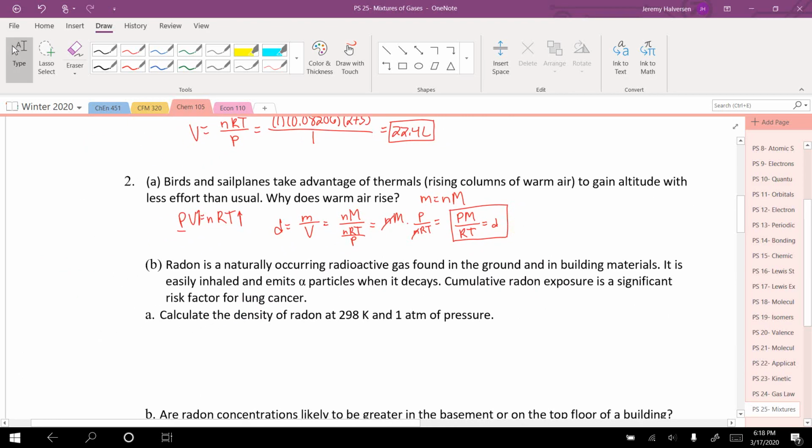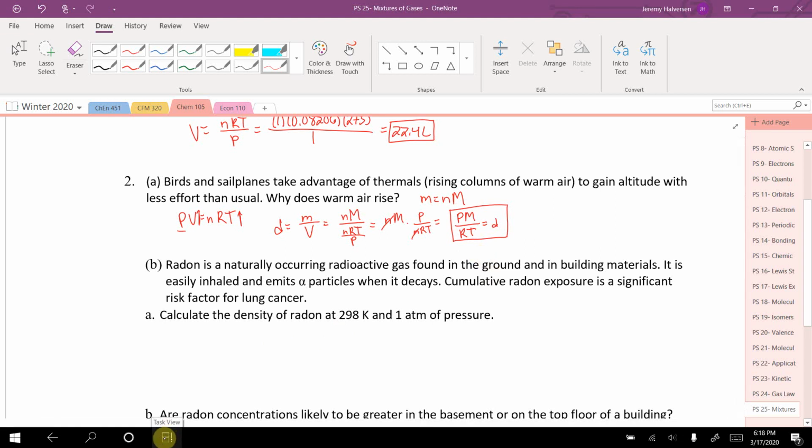So that takes us to B here. Radon is a naturally occurring radioactive gas found in the ground and in building materials. It is easily inhaled and emits alpha particles. Cumulative radon exposure is a significant risk factor for lung cancer. Calculate the density of radon at 298 Kelvin and 1 atmosphere of pressure.